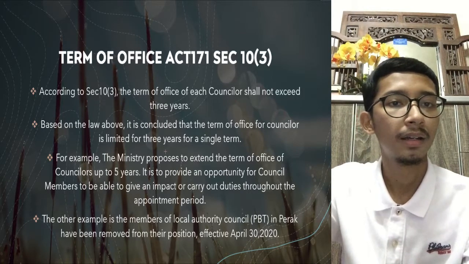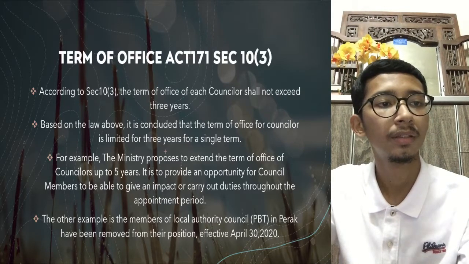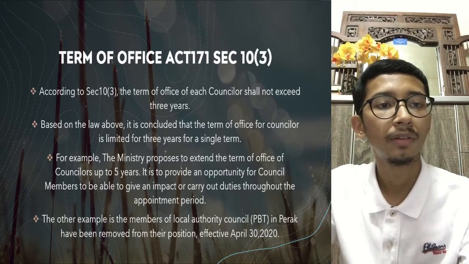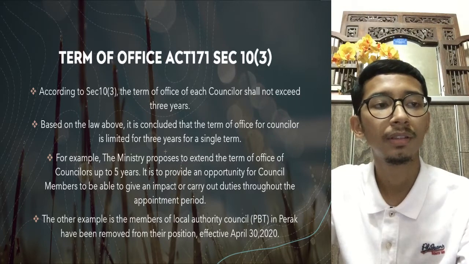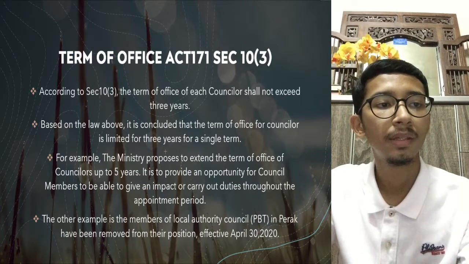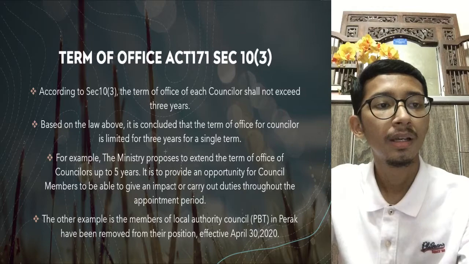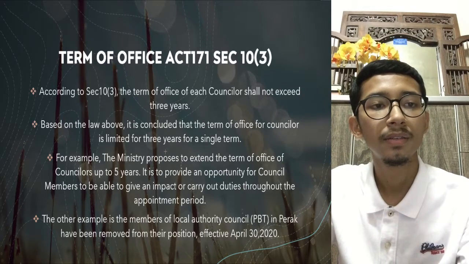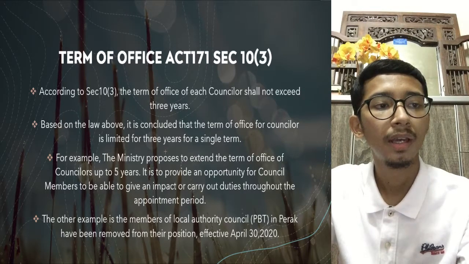Next, based on the law above, it is concluded that the term of office for a councillor is limited to 3 years for a single term. Thus, it is the power of the state government of the day whether to terminate or continue the service of a councillor. The 3-year service is considered too short and unable to enable councillors to serve the public effectively, as it is believed a progress of change cannot be observed within 3 years.